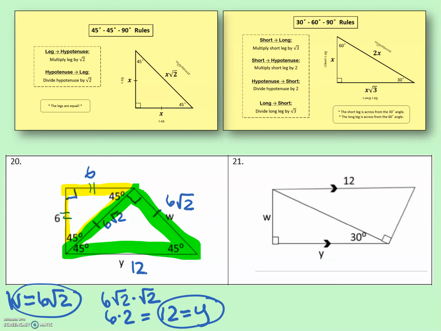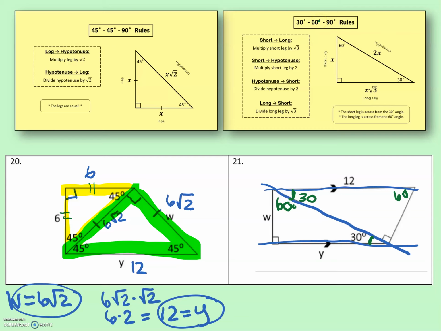Okay, in number 21, we have a set of parallel lines. Hopefully you noticed that right away. And when we have parallel lines cut by a transversal, we know that alternate interior angles are congruent. Here's our set of alternate interior angles, 30, and that would make this one a 30. Doing that will help us label the rest of our angles. We know that right here we have a 60-degree angle, and right here we have a 60-degree angle as well. So we're working with the 30, 60, 90 triangle in both cases.